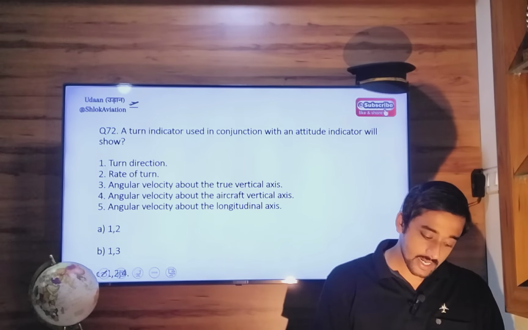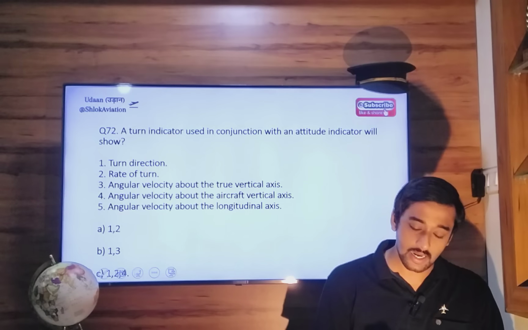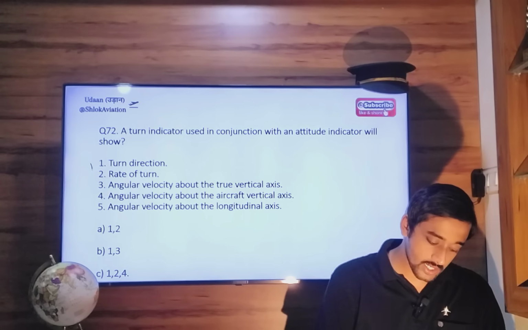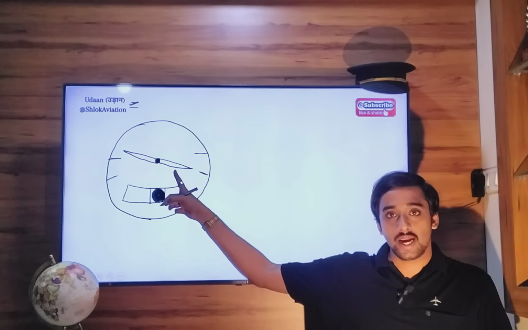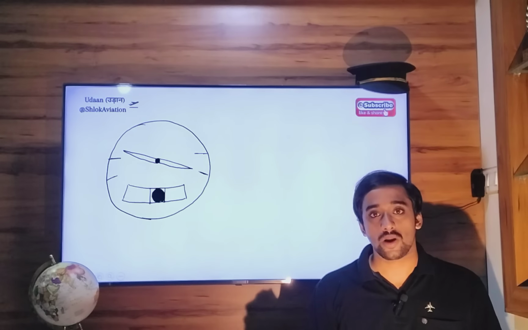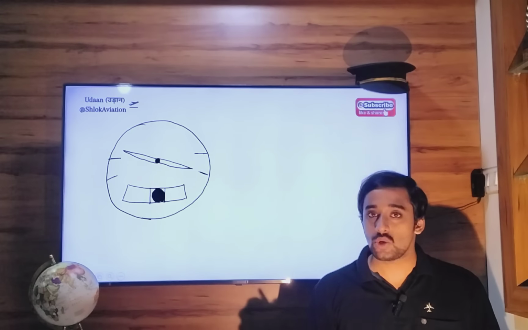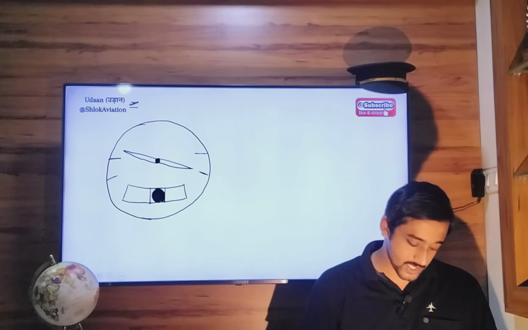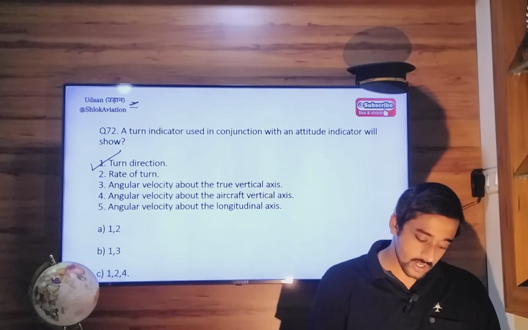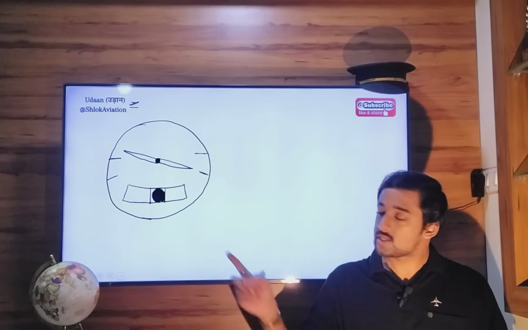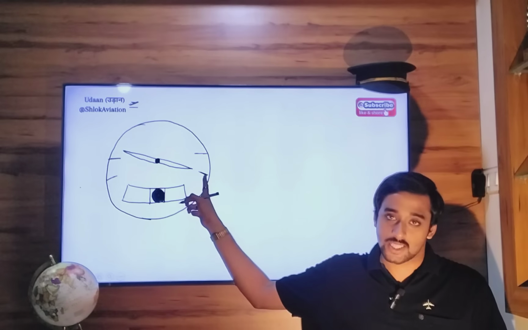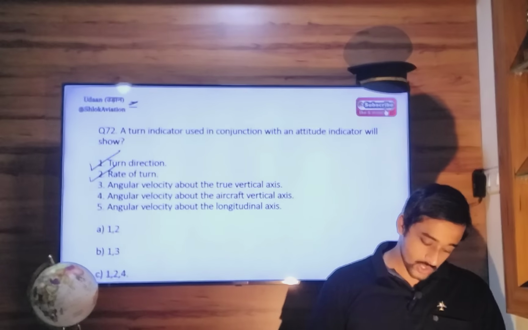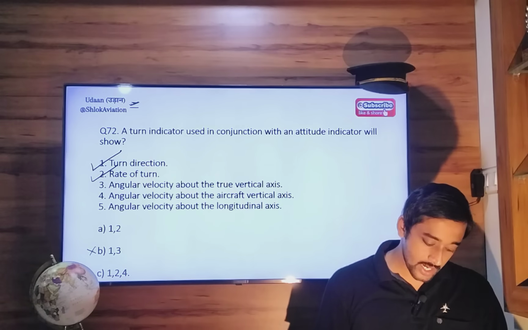So a turn indicator used with the attitude indicator shows a turn direction. Now looking at this, you can say that the aircraft is turning right. Similarly, in an artificial horizon, the miniature aircraft will turn to the right hand side. Rate of turn, yes. Looking at this, you can tell that the aircraft is performing a standard rate turn of 3 degree per second. Correct? So option Bravo is eliminated.